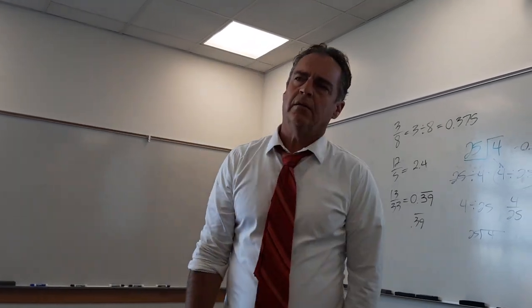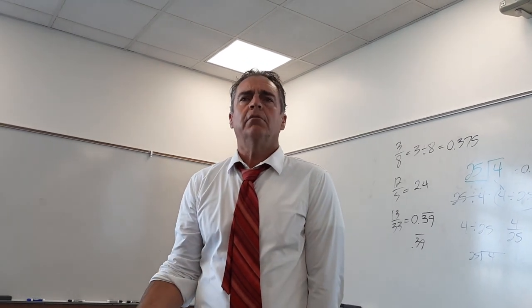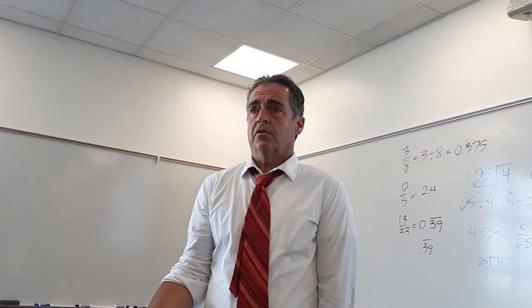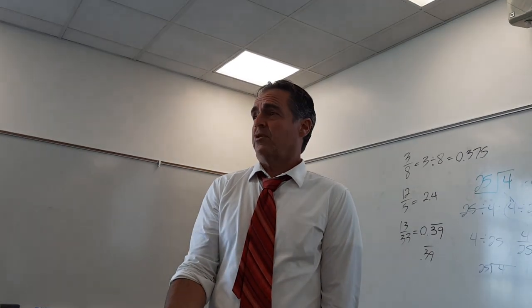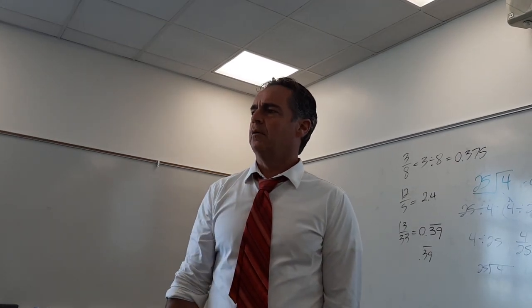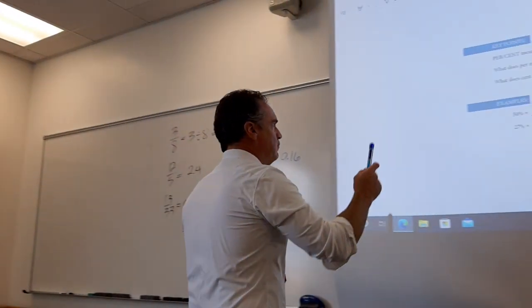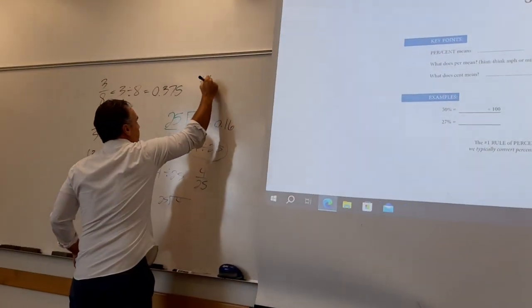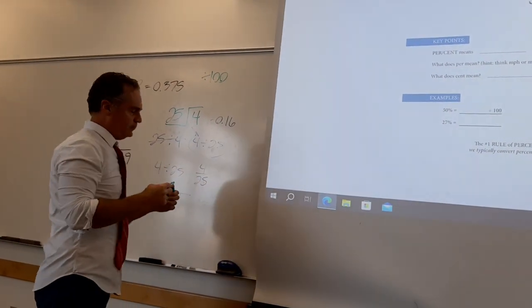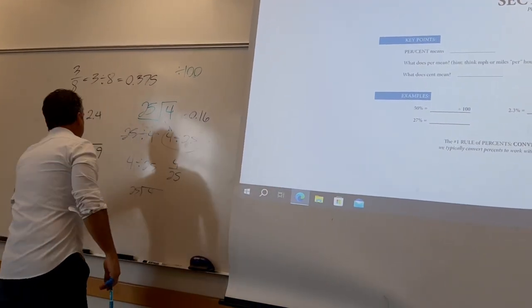What does cent mean? What's a century? 100 years. 1 cent, 1 penny, 1/100th of a dollar. What does cent mean? 100. So percent means divided by 100. That's what it means. And underneath it says what does per mean? Divided. And what does cent mean? 100. Okay?